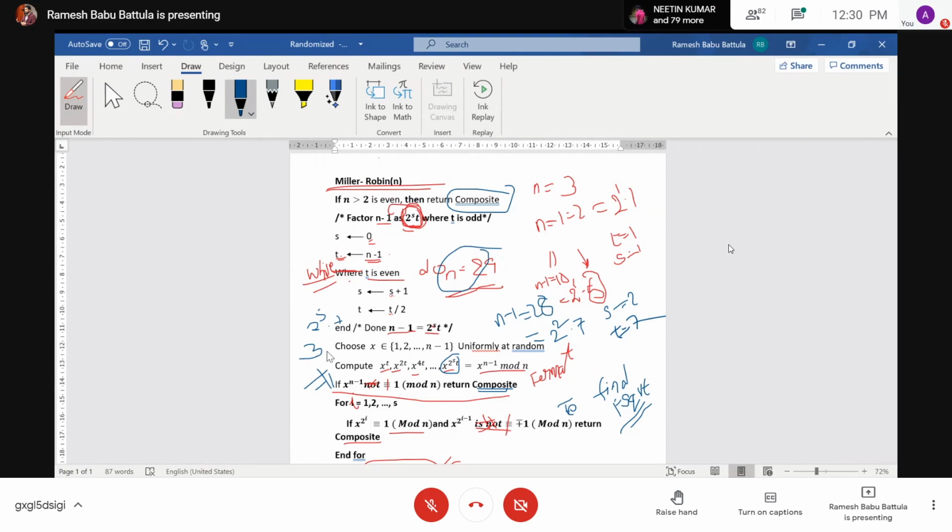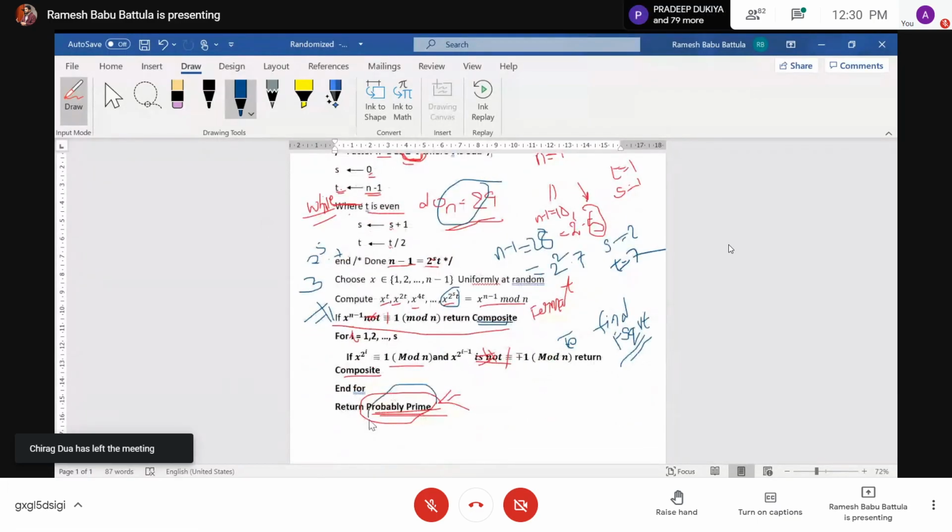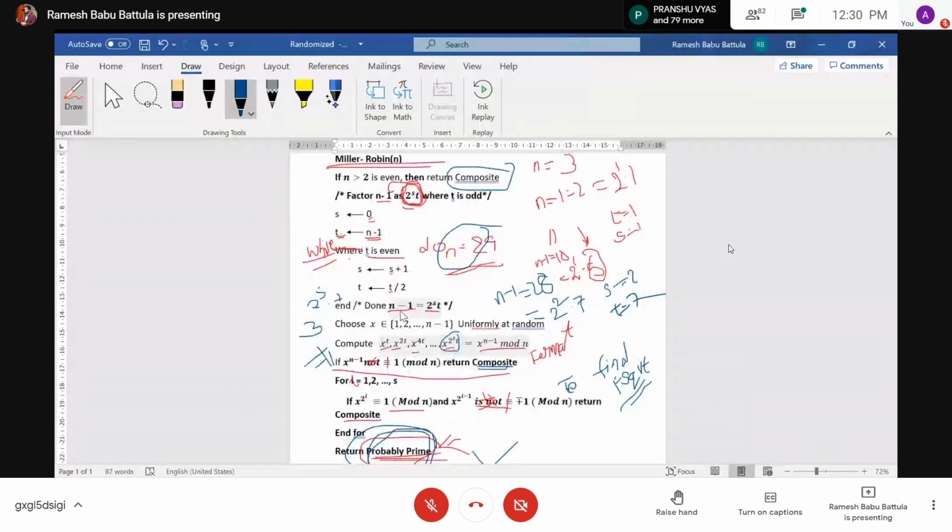That means you need to write this one again in 2 ways. You write it down and find out. So definitely it is not a composite number. Then you will come down here and verify. Then you can finally declare whether this is a probably prime or not. This is the way the Miller-Rabin algorithm functions. Does anybody have any doubt?